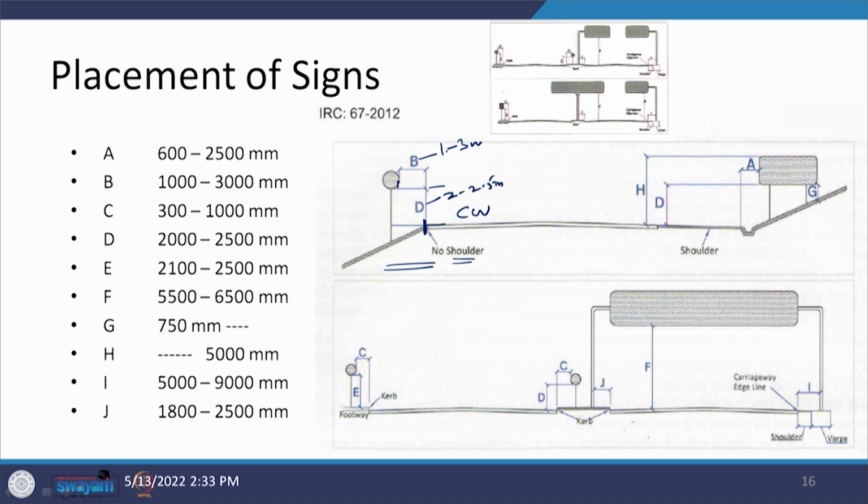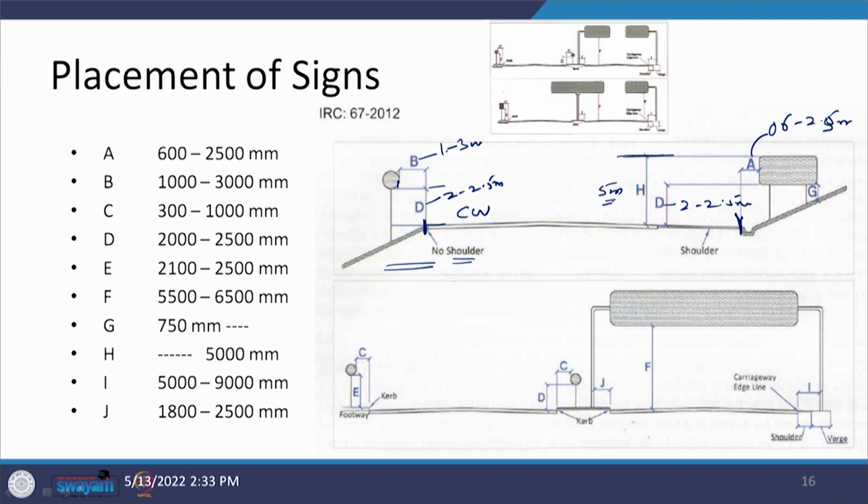Now, another case can be that you have a carriageway and there is a shoulder also. In this case, the distances are going to be with respect to the shoulder, and the distance can be 0.6 meters to 2.5 meters from the edge of the shoulder. Again the height is going to remain the same, that is 2 to 2.5 meters. But it also defines the maximum height, which is defined as up to 5 meters.